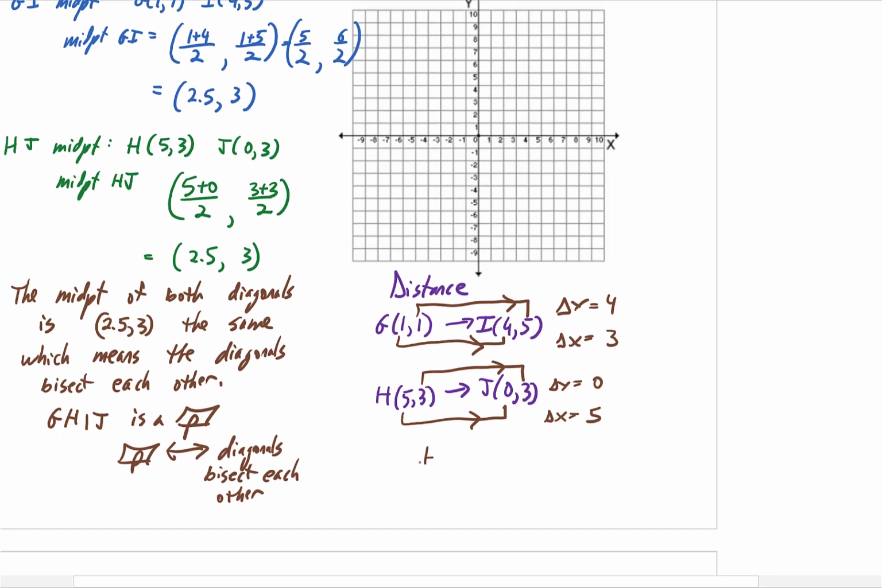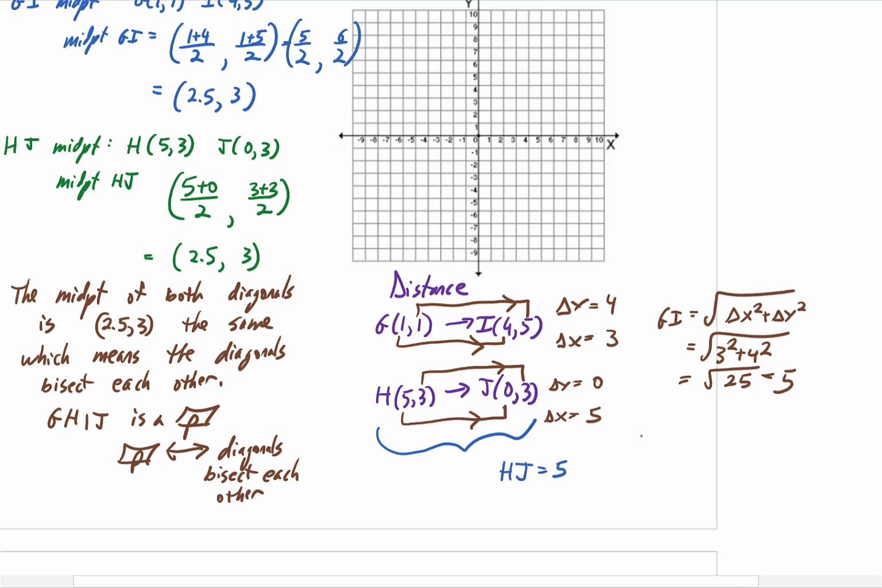So the length of GI is equal to the square root of the change in x squared plus the change in y squared, which is 3 squared plus 4 squared, which is the square root of 25, which is 5. Now, this diagonal happens to be horizontal, right? It equals 5. So the diagonals are congruent. HJ equals GI.